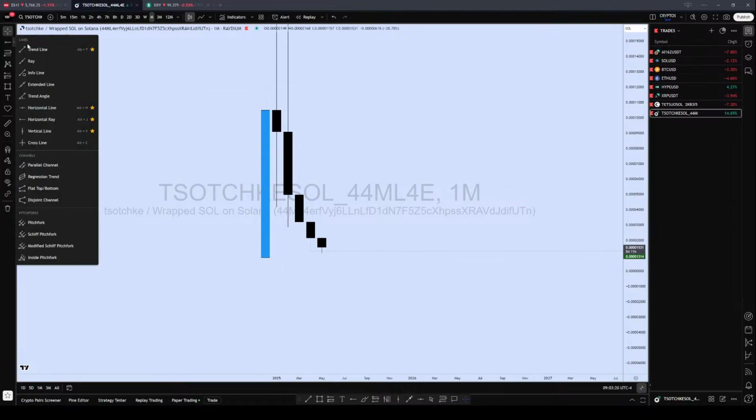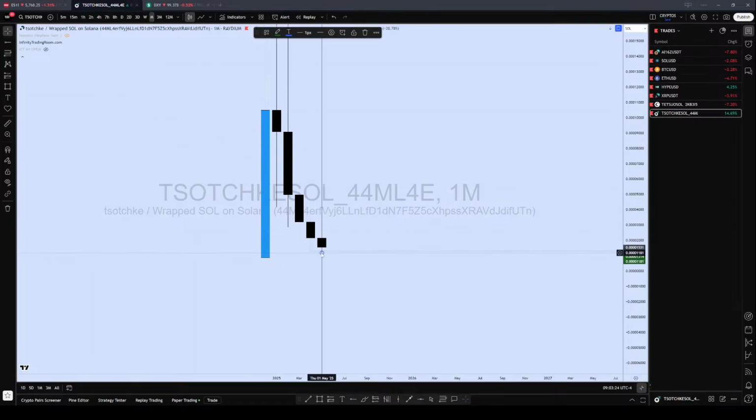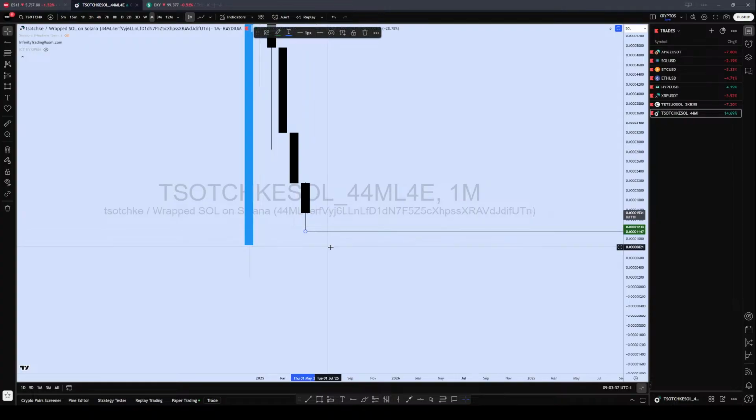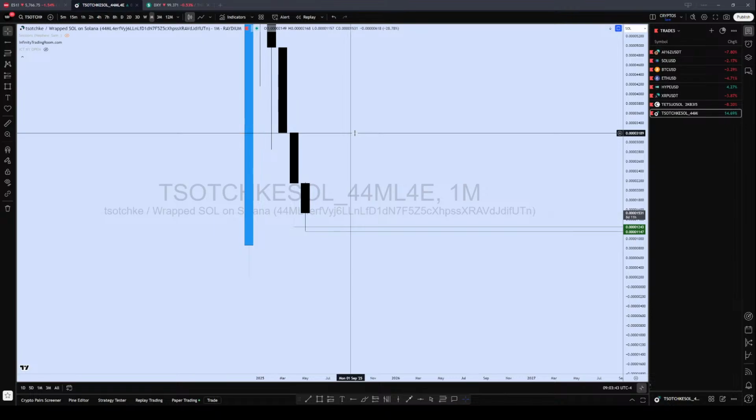So if the next one takes out this, that will give us the 3 Indian drive. Actually, it's not 3 Indian drive, it's high resistance. And as soon as we tap into this, price will reject and then go up again. Okay, so that's pretty much it for now.